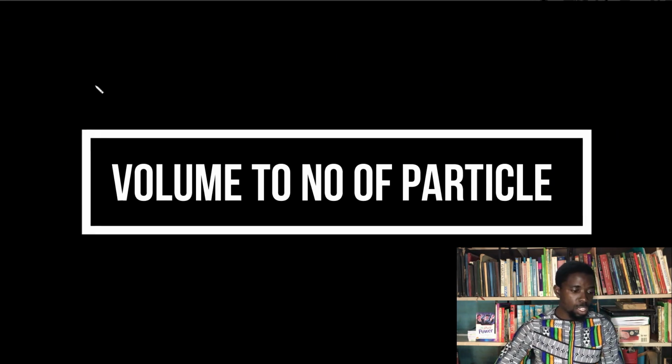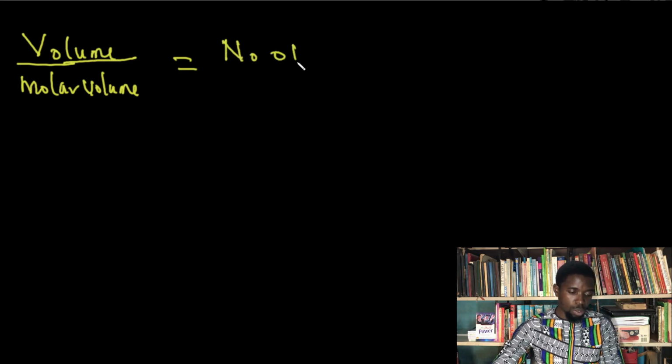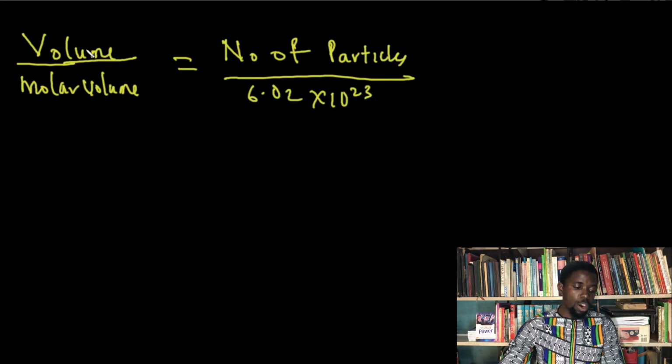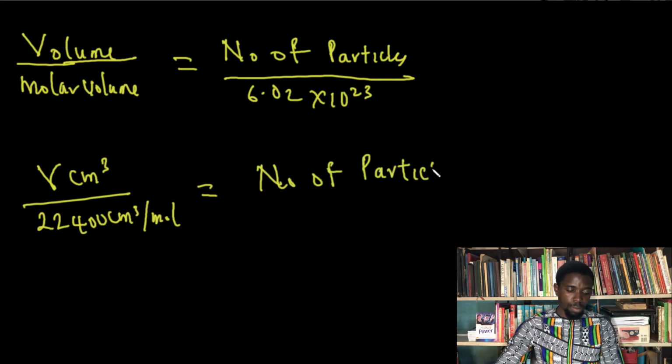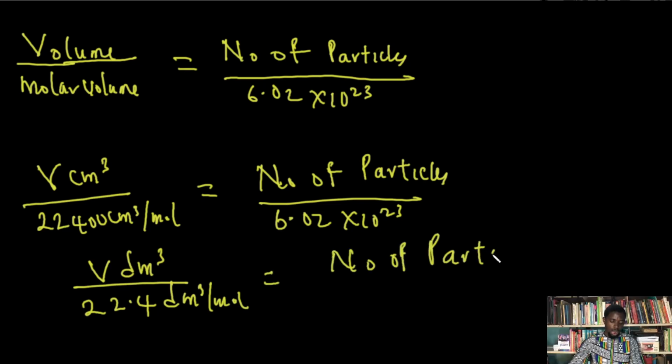The next relation we are going to be establishing is the relationship between volume and number of particles, and that is going to be expressed as volume all over molar volume equals number of particles all over 6.02 times 10 raised to the power 23. In a scenario where the volume is in cm cube, it will be volume in cm cube over the molar volume, 22,400 cm cube per mole, equals number of particles all over 6.02 times 10 raised to the power 23. But if your volume is in dm cube, it is going to be volume in dm cube all over 22.4 dm cube per mole equals number of particles divided by 6.02 times 10 raised to the power 23.